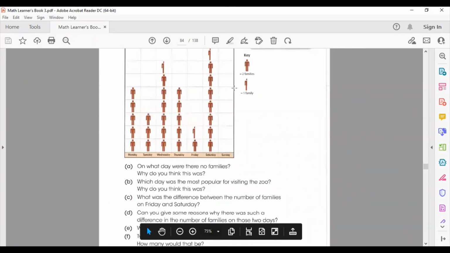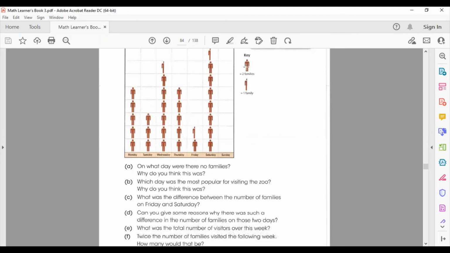Okay, so one complete man equals 2, and half a man equals 1. First solve this. On Monday, how many families visited the zoo? 2, 4, 6, 8, 10. So we can write here 10. Why are we writing like this? So we can easily solve the questions.